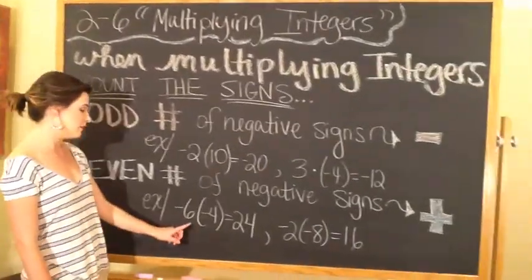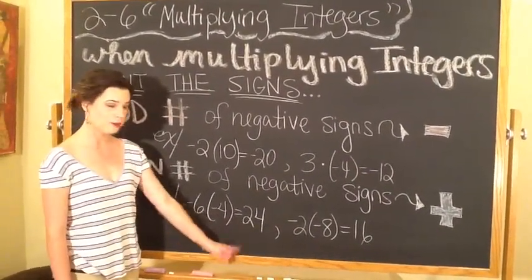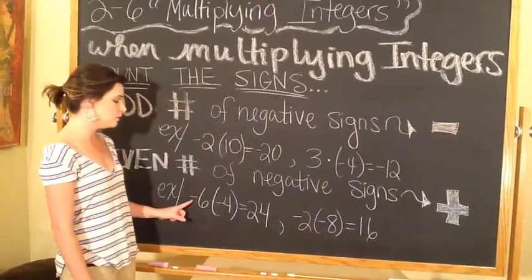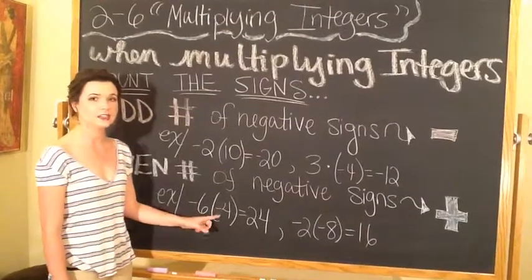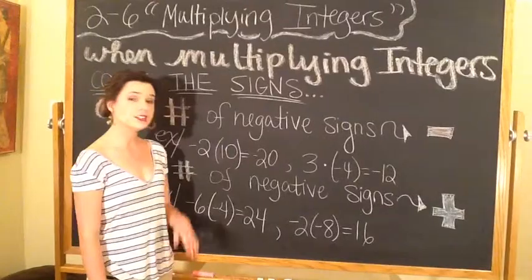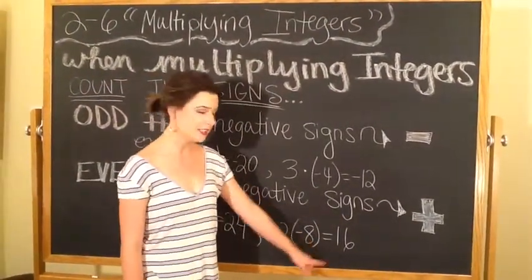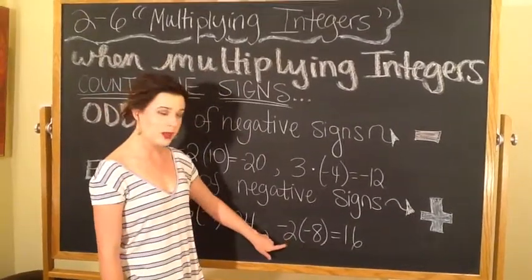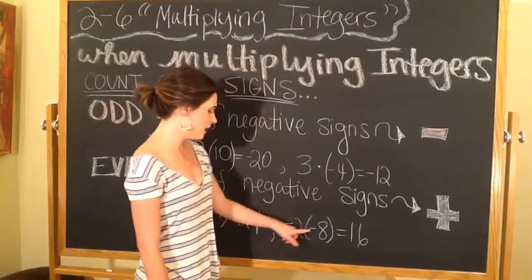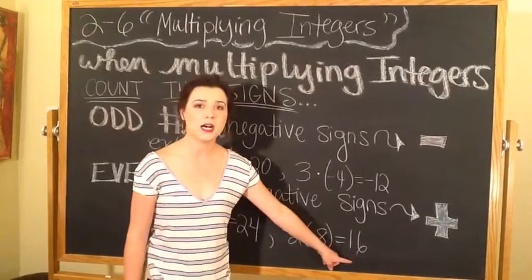If we have negative 6 times negative 4, our answer is going to be positive 24, because we multiplied 6 times 4 and got 24. Then we counted that there's one negative sign here and one negative sign here. So 2 is an even number, and our answer is going to be positive. Let's look at our second example. It says negative 2 times negative 8 equals positive 16. We multiplied 2 times 8 and got 16, and then we counted our negative signs. There are 2 negative signs, and since 2 is an even number, our answer is going to be positive.